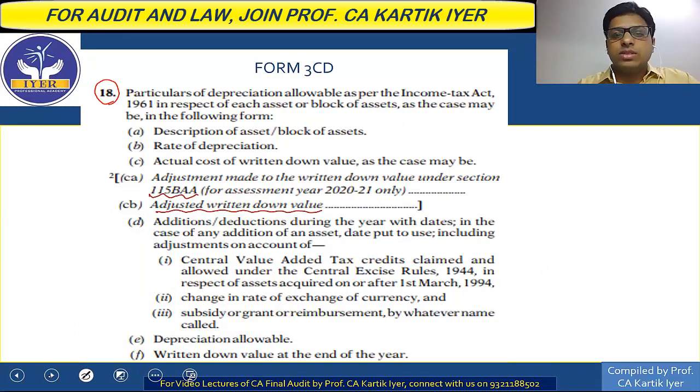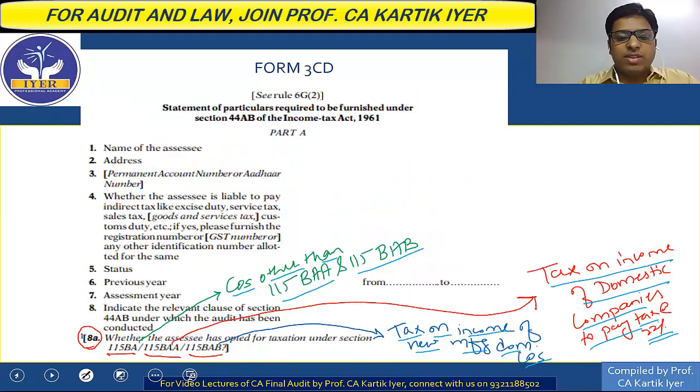Next is your clause 18. So let's see this. Under clause 18, let's read the basic part. Particulars of depreciation allowable as per Income Tax Act in respect of each asset or block of assets, as the case may be, in the following form: description of asset or block of assets, rate of depreciation, actual cost or written down value, as the case may be. And further, if you see here, they have written: adjustment made to the written down value under section 115BAA. Can you see BAA? BAA is something that we did here, which is the red part.